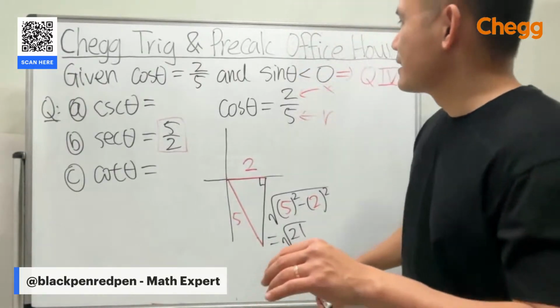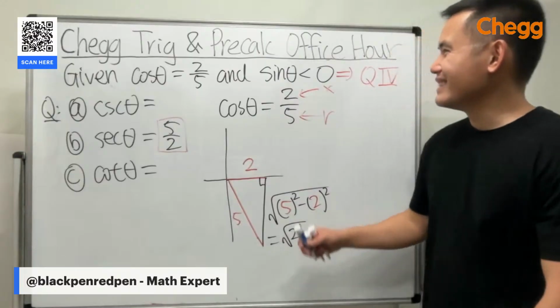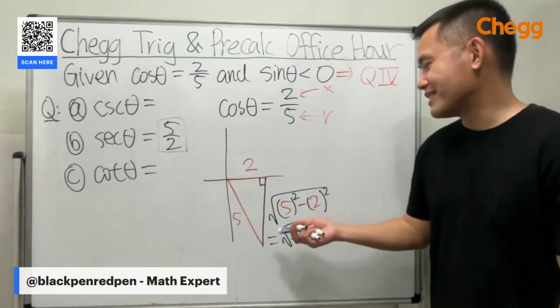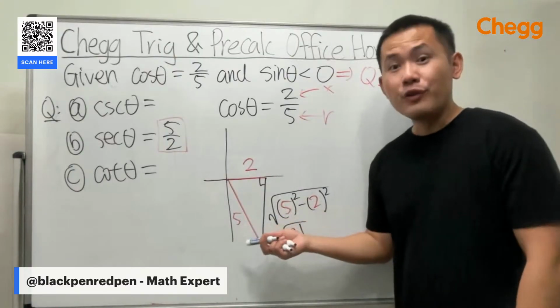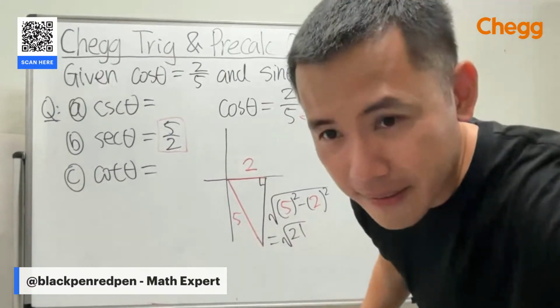We can also use cosine squared plus sine squared. We can also do that. I usually like to just show you guys the reference triangle, because once we have this, the rest is pretty much automatic.